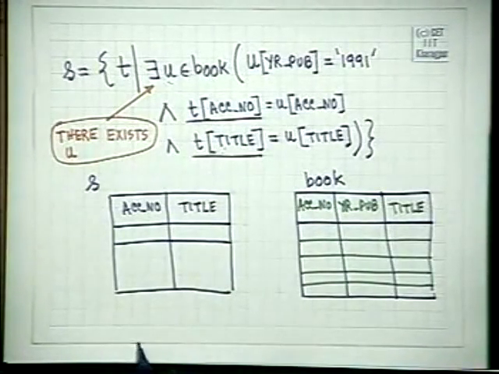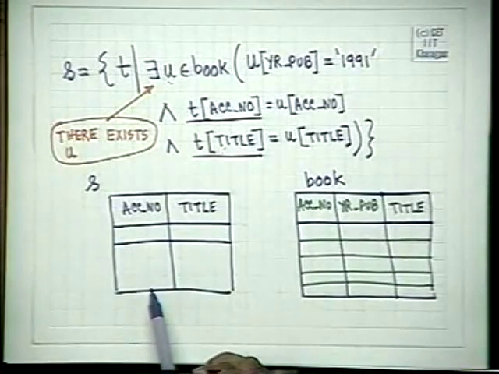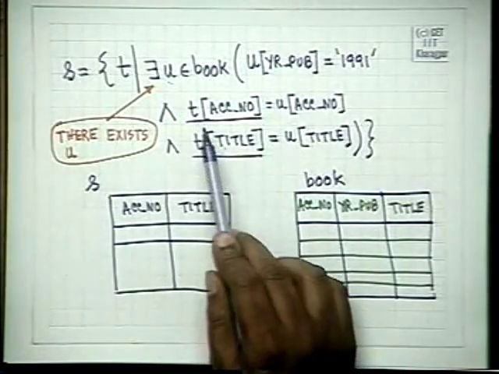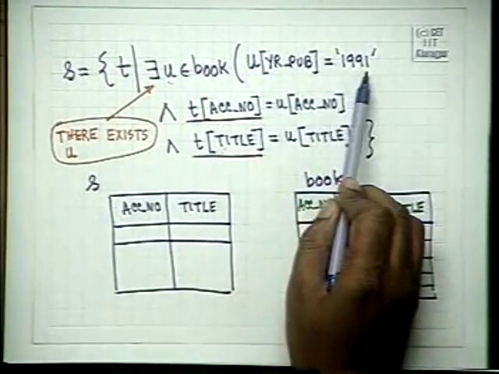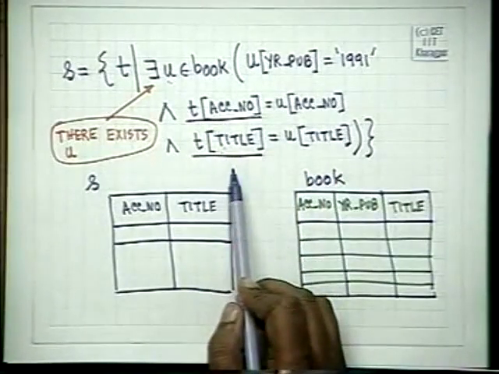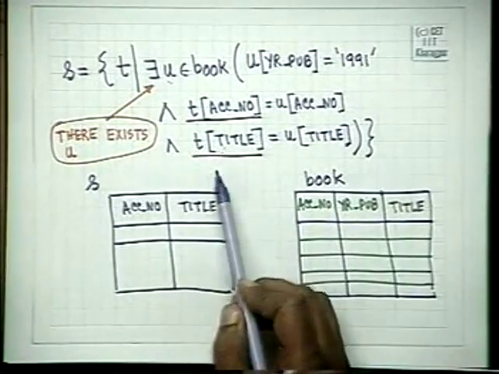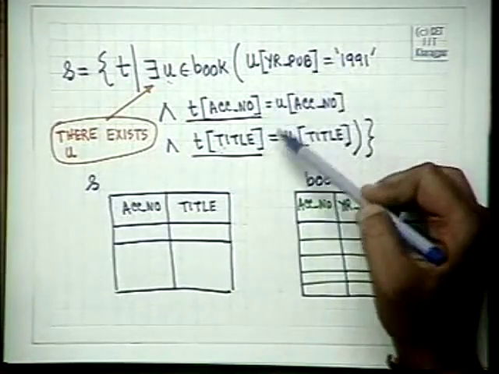So this way we have specified the property of each and every tuple in T. We have not specified exactly how to get it, that is, we will not specify that we will have to first select out all tuples which are 1991 and then project out accession number and title. That sequence we have not set.